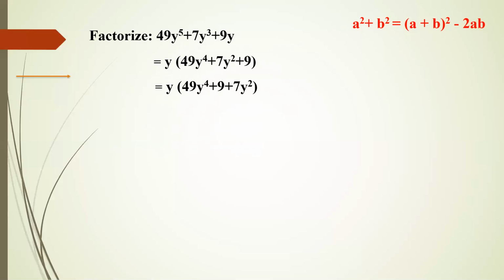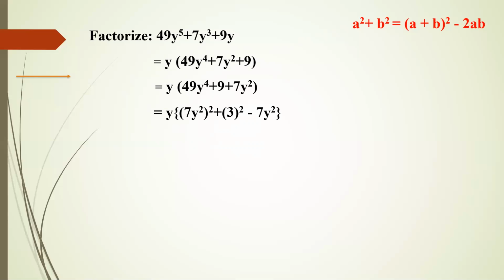Here, 49y to the power 4 plus 9, I'm just keeping together. And plus 7y square in the last term, right? We just keep it at the last. Now, what do we do here? See, 49y to the power 4, let's make it 7y square whole square. That gives you 49y to the power 4. 9 means this is 3 whole square, right? And minus 7y square as it is.